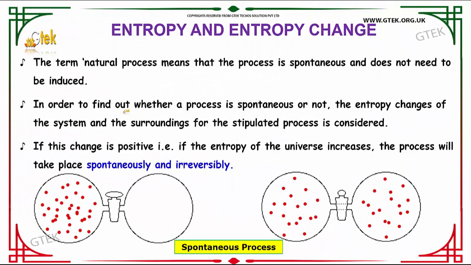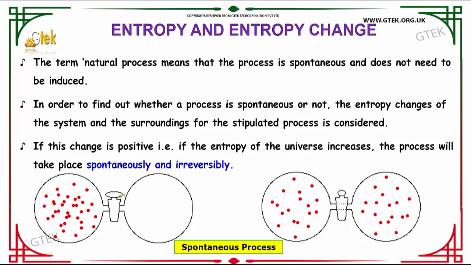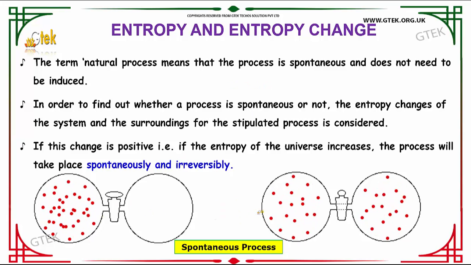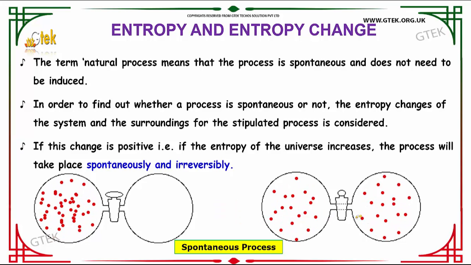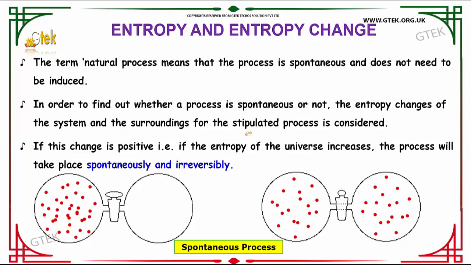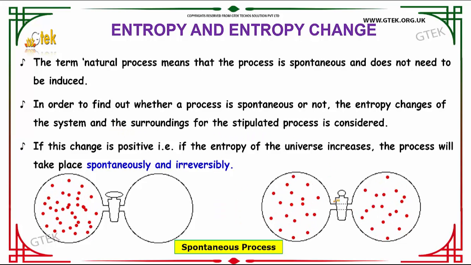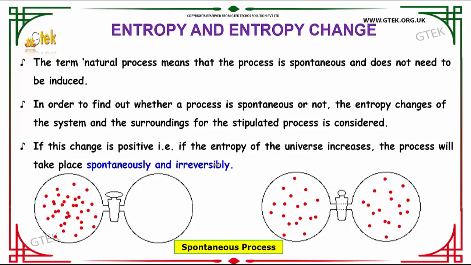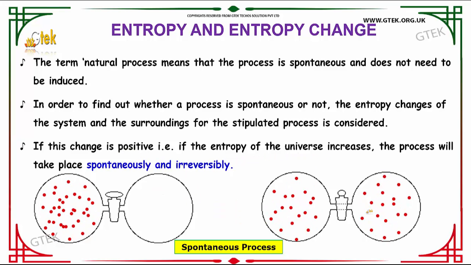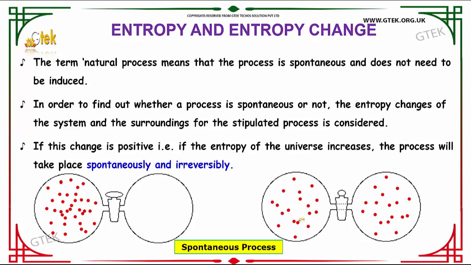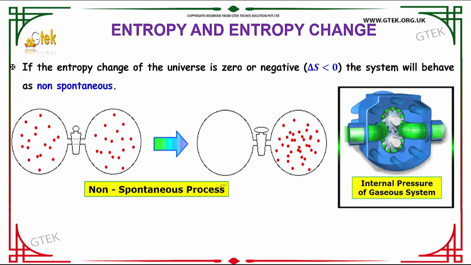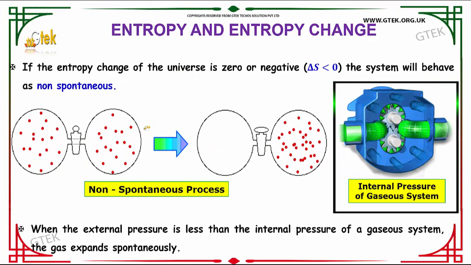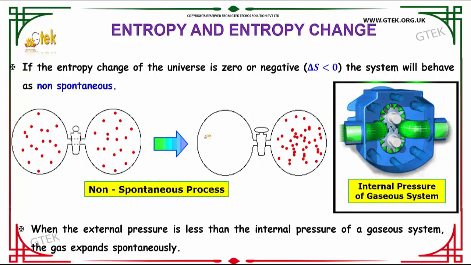The term natural process means the process is spontaneous and does not need to be induced. In order to find out whether a process is spontaneous or not, the entropy change of the system and the surroundings for the stipulated process is considered. If this change is positive, if the entropy of the universe increases, the process will take place spontaneously and irreversibly. If the entropy change of the universe is 0 or negative, the system will behave as a non-spontaneous process.